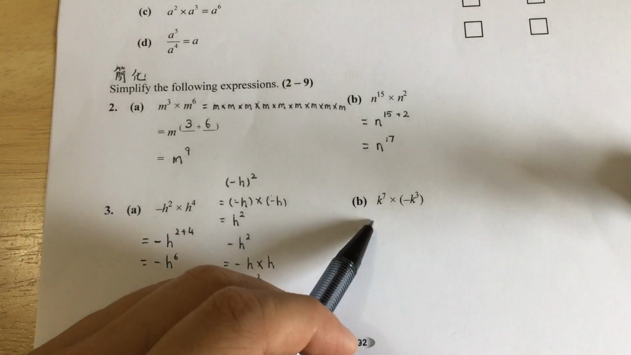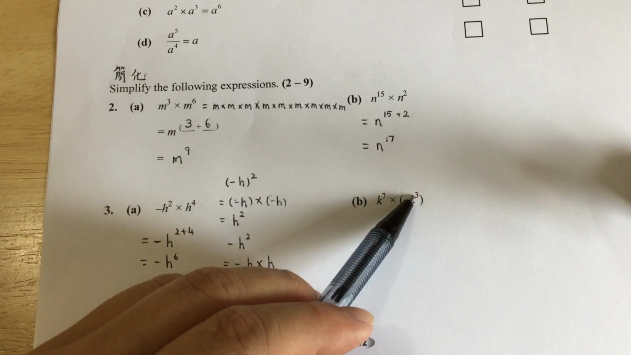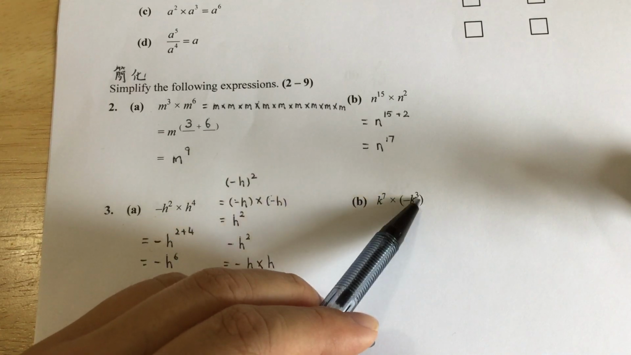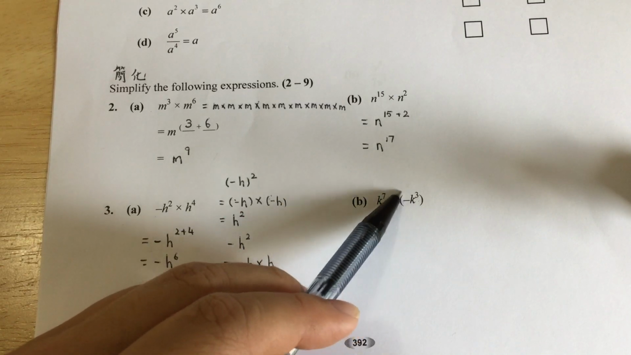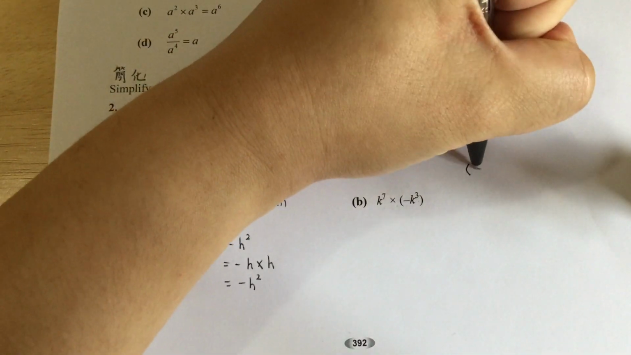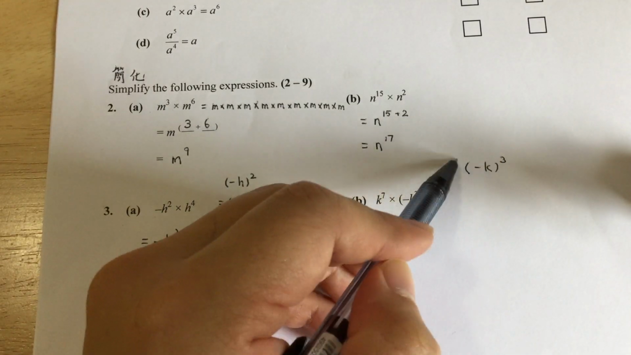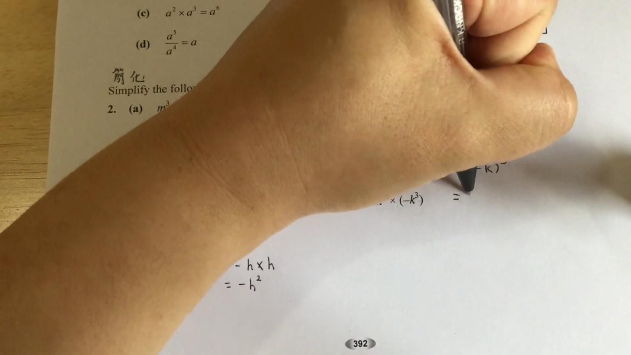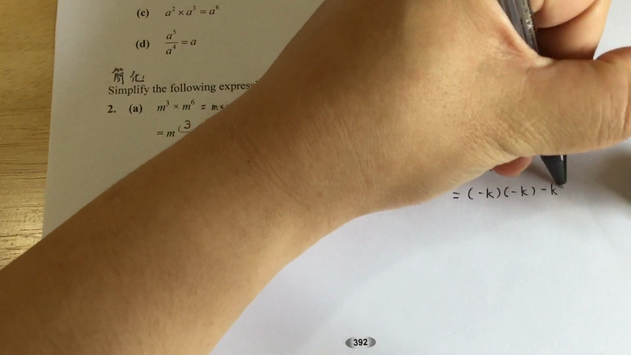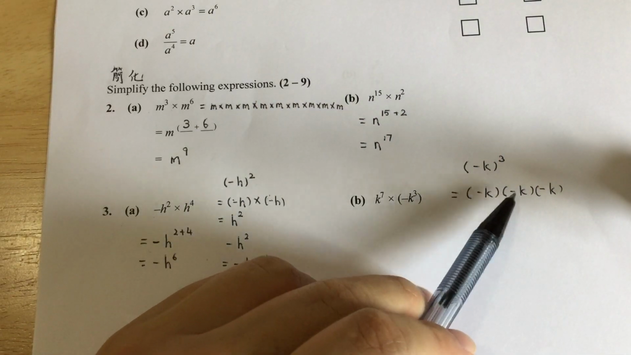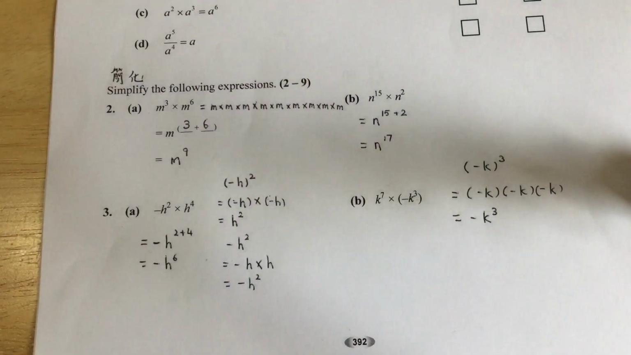Okay, next, we will go to this one. Once again, this has the negative sign. Do we need to apply the power 3 to the negative sign? The answer is no, because the 3 is inside, so this 3 only applies to k, but not to the negative sign. If I want the negative sign to be raised to the power 3, I will write the 3 outside the bracket. So we will have negative k times negative k times negative k. Negative and negative is positive, positive and negative is negative. So we have negative k with the power 3.